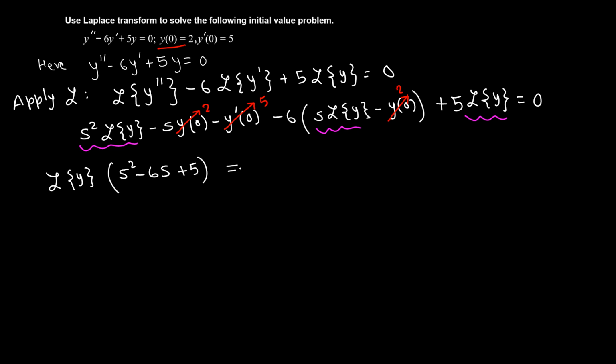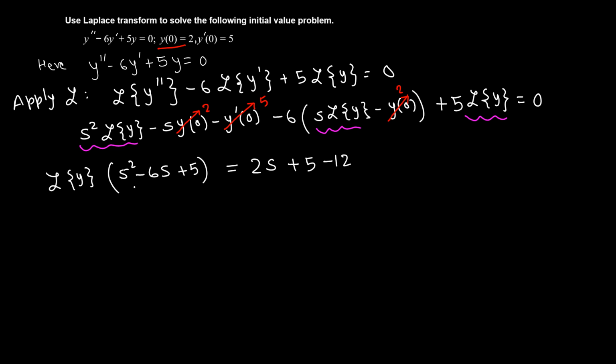And we move the remaining terms onto the right hand side. So here is negative 2s, move that over, positive 2s, negative 5, positive 5, and this is negative 2 times negative 6, negative times negative, positive 12, move that over, negative 12.